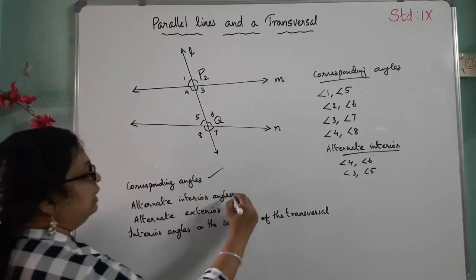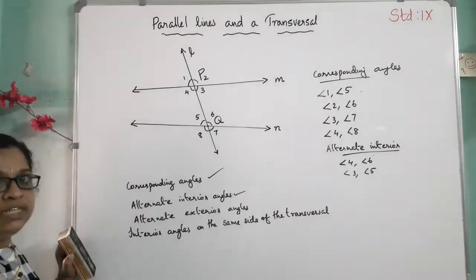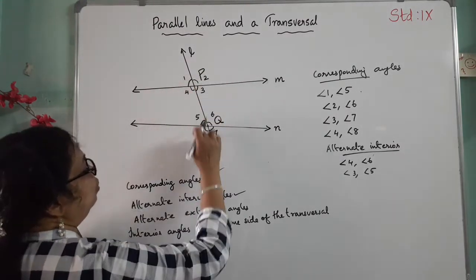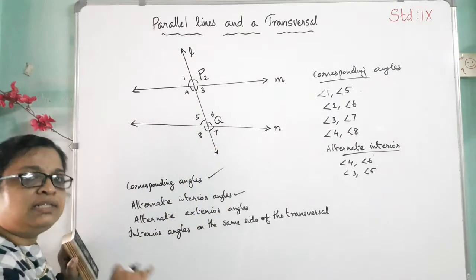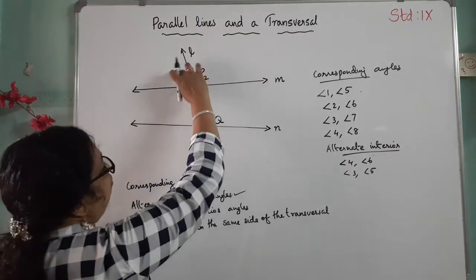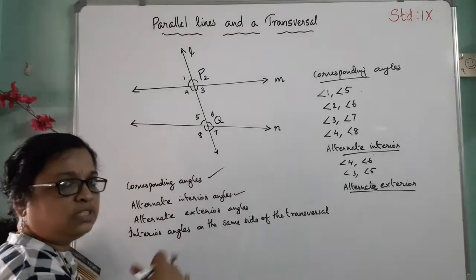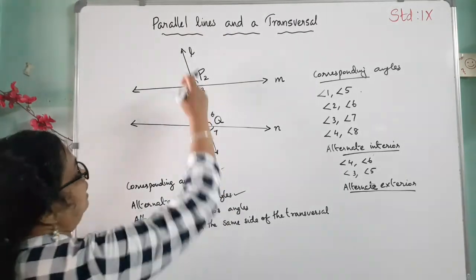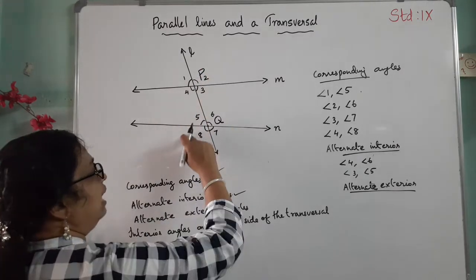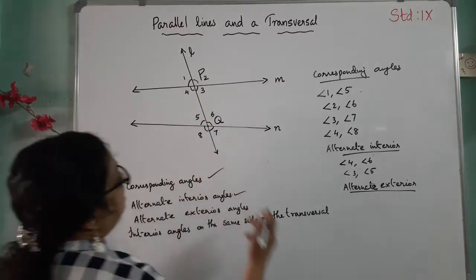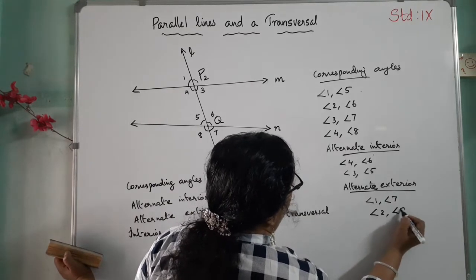So alternate interior angles. Then what about alternate exterior angles? Exterior means outside the line. That is 1, 2, 7, 8 are the exterior angles. Then alternate means one is right and one is left. That is 1 and 7, that is 1, 2, 8, 7. Alternate both sides, that is one is left and one is right. Here 1 is the left and 7 is right. 2 is right and 8 is left. So the pairs are angle 1 and angle 7, angle 2 and angle 8.